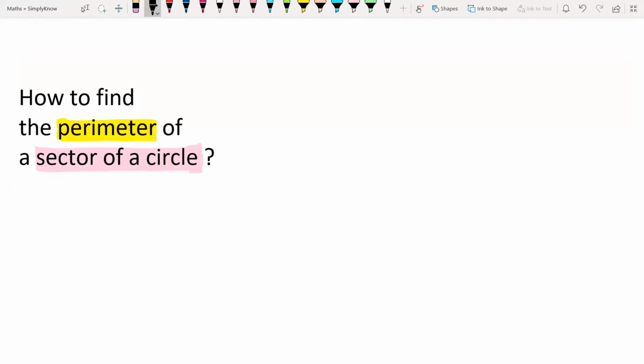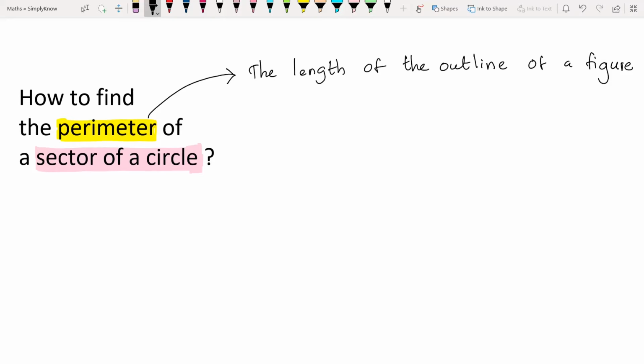In this video, I'm going to talk about how to find the perimeter of a sector of a circle. First of all, let's get to know what perimeter is. In simple terms, it is the length of the outline of a figure. Now, what is a sector of a circle? Again, in simple terms, it's a portion of a circle.